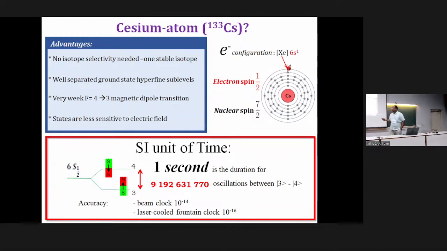Yeah. So, due to this hyperfine interaction, or electron to nucleon coupling, these states further split into two states, and the splitting is 9,192,631,770 hertz. This splitting is explicit. And these are the reasons why the present definition of the microwave atomic clock is based on cesium, the advantage.